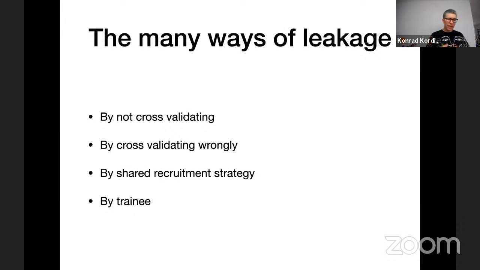And I should also say, one of the big conceptual problems in machine learning is what's called leakage. Some people don't use cross-validation, but most people today do. There's lots of ways of validating things wrongly. For example, trainees who try the same algorithm multiple times and improve the algorithm, but by doing so, they overfit the data.